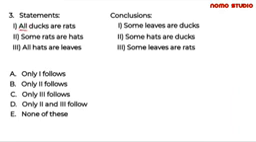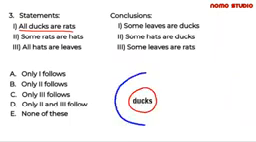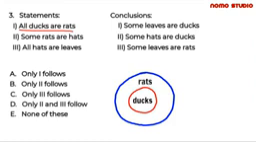Statement number 1. All ducks are rats. So meaning, it should be the circle of ducks will overlap entirely the circle of rats. Since all of the ducks are rats, right?